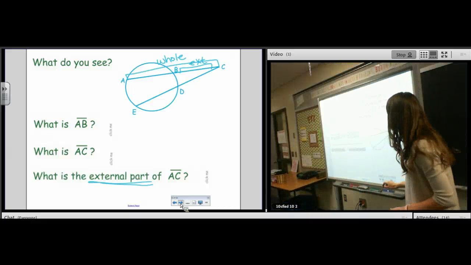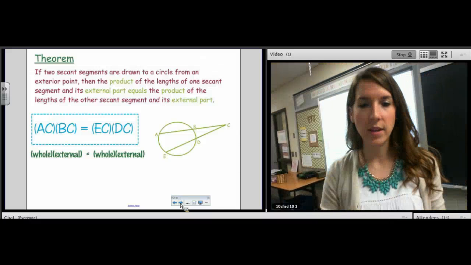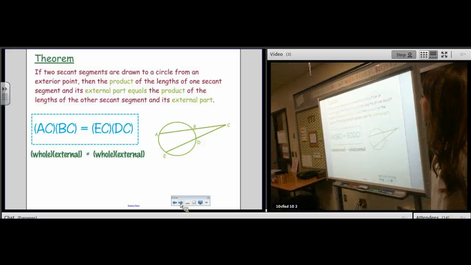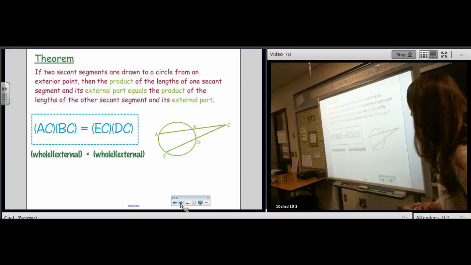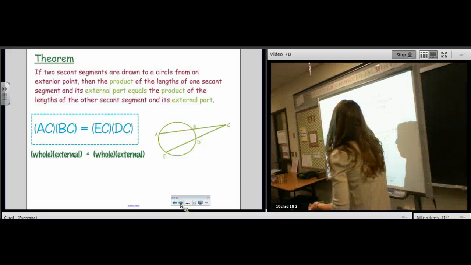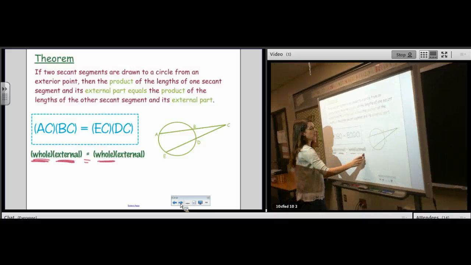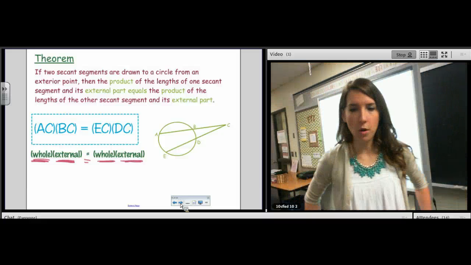So here's theorem number 2 out of 3 for the day. Oh gosh, we're almost out of time. If 2 secants are drawn, then the product of the length of one secant segment and its external part equals the product of the other secant segment and its external part. So really what you should probably memorize: whole times external equals whole times external.